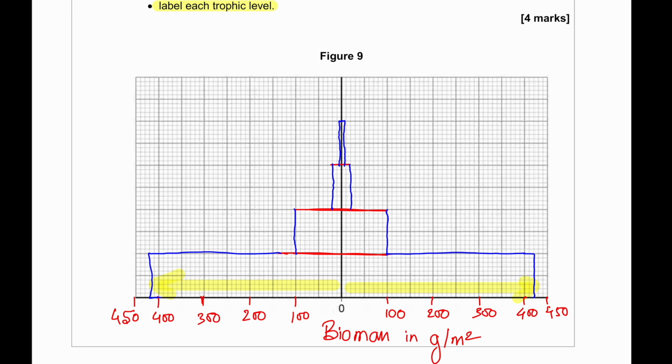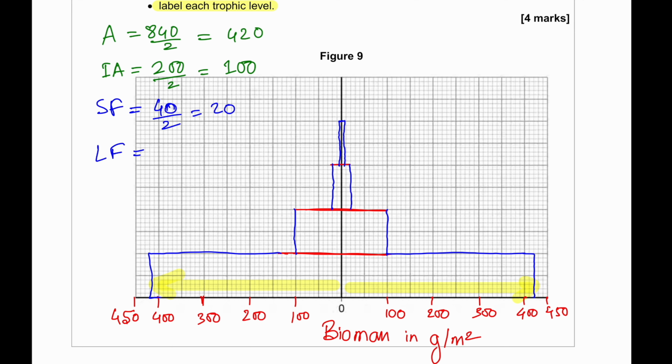So the way I did it was for the algae, it was 840. So I divided it by 2 and then I had 420 for both directions. For invertebrate animals, I had 200. So I divided by 2 and I had 100 in each of the directions. And then for small fish, I had 40. So I divided by 2 and then I had 20 in each of the directions. And large fish was 10. So I divided by 2, which gave me 5, which is half of a box.